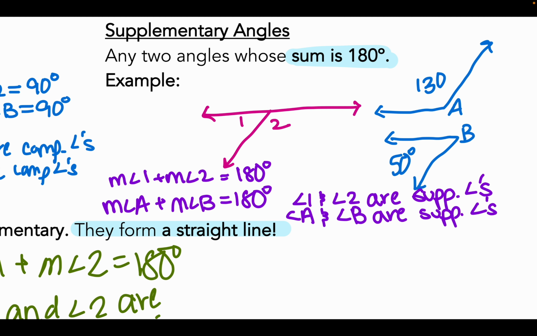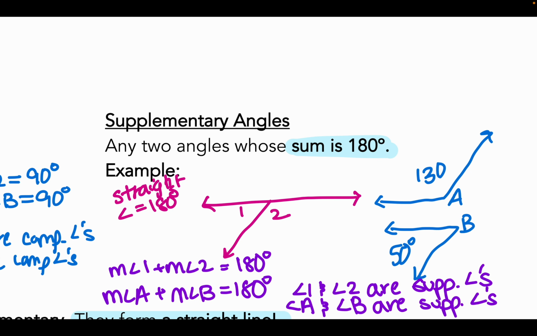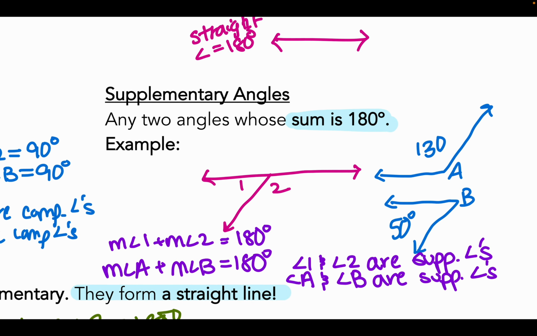That's what this is called. If you get this angle right here, that's just a straight line. I'll actually move this up here. So this is just a straight angle. When it's just a flat line, that is 180 degrees. So when you have two angles that make a straight line like this, that means they are supplementary.